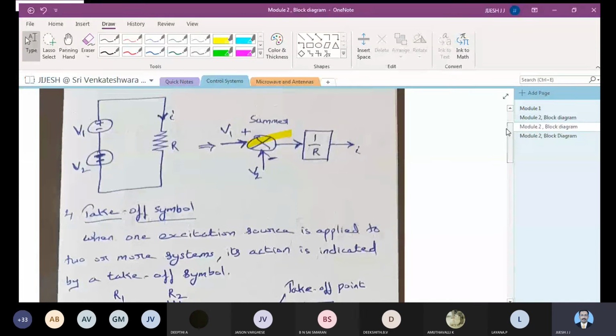Another thing is the takeoff symbol, which we'll discuss first to complete this diagram. Then we'll discuss the takeoff point. What do you mean by takeoff point and takeoff symbol? When one excitation source is applied to two or more systems, its action is indicated by the takeoff symbol. So we'll see that.